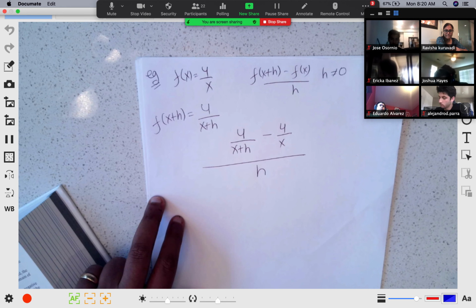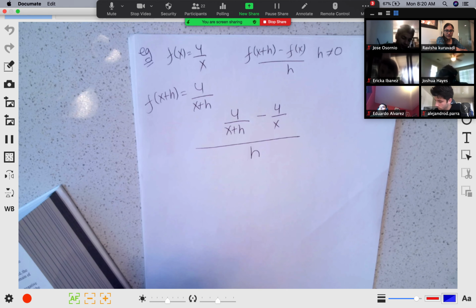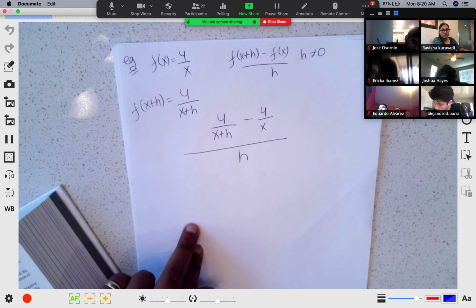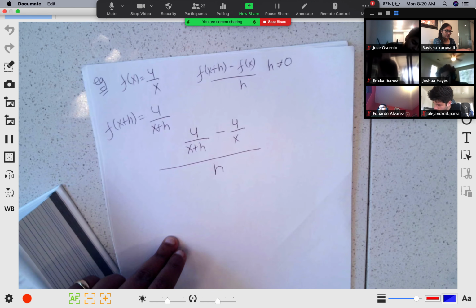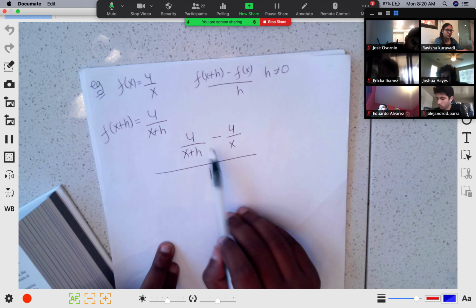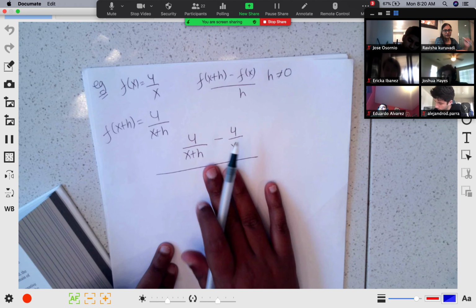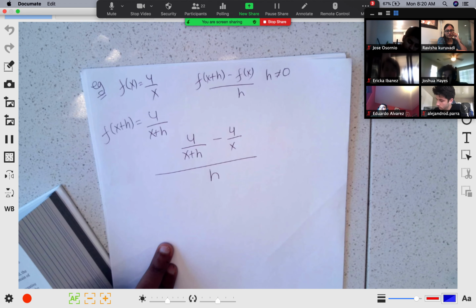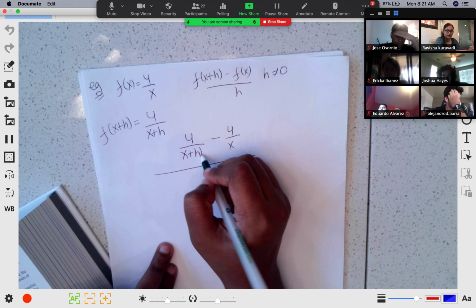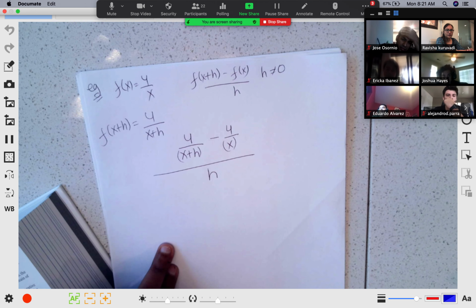Then how do I solve this? Let's see the numerator. Forget about the denominator. How do I solve this? How do I make a common base? You can subtract only when you have a common base. Common denominator, yes. Any idea, Jess? Cross multiplication.